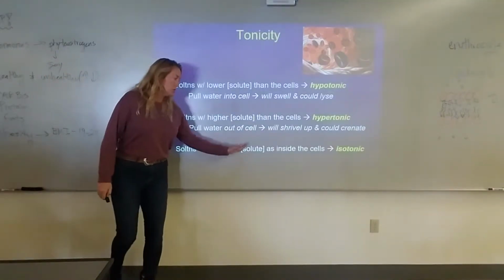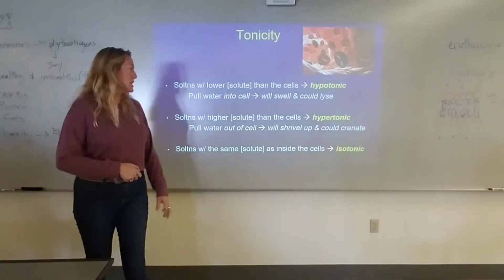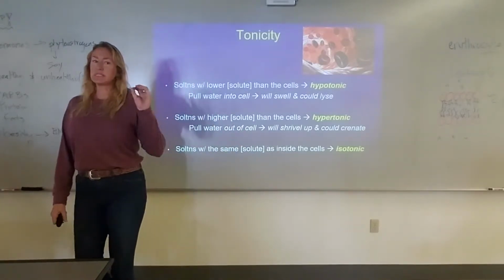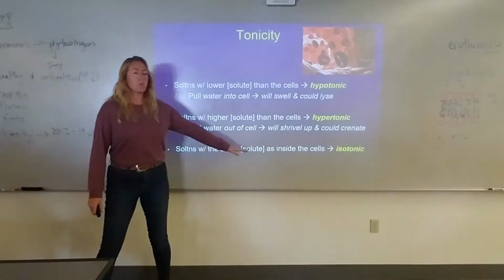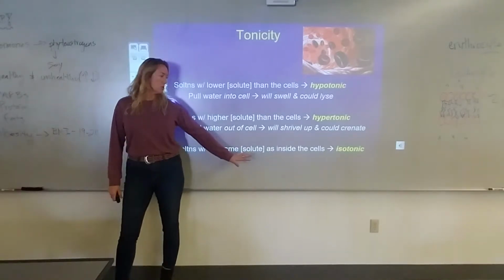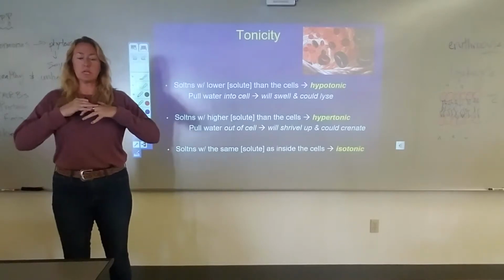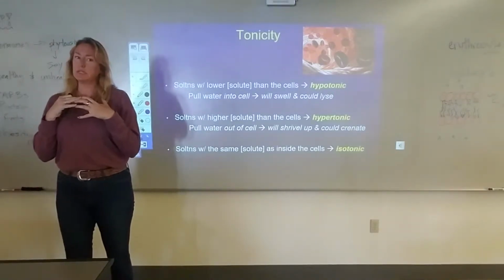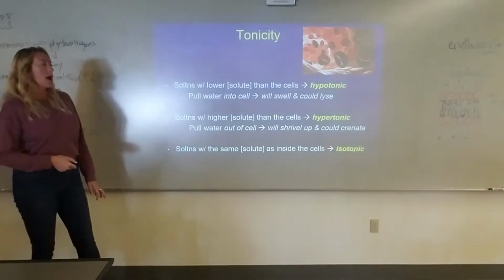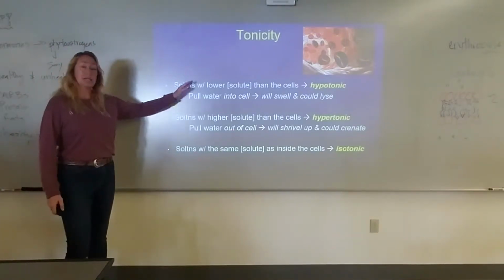Solutions with the same solute concentration, so the same amount of salts, sugars, stuff in them, as the inside of the cells, we call those solutions isotonic, means same tonicity. This is where you want to be. In your body, in your blood, in your tissues, in your fluids, we want to be isotonic, right? And if not, the cell is going to keep ways to keep things from moving and to stay where it's at. But in general, your blood plasma, the fluid of your blood, has to be sort of an isotonic situation. Otherwise, water's going to move in and out of your red blood cells.